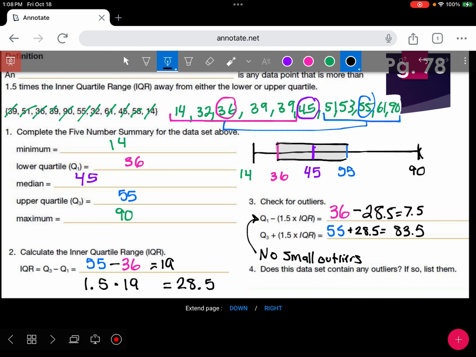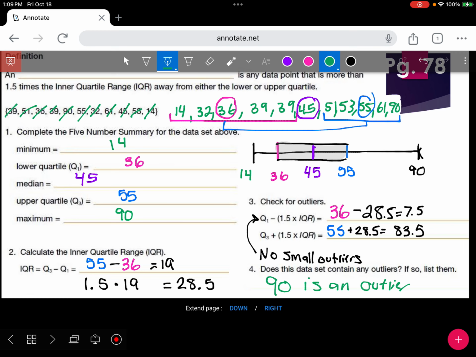90. So 90 is outside of the window that we see that would be valid data. So what that means is 90 is an outlier. It is too far away from our median, from our quartiles, in order for it to count in the regular data set. So 90 is an outlier. It technically makes our data set skew.